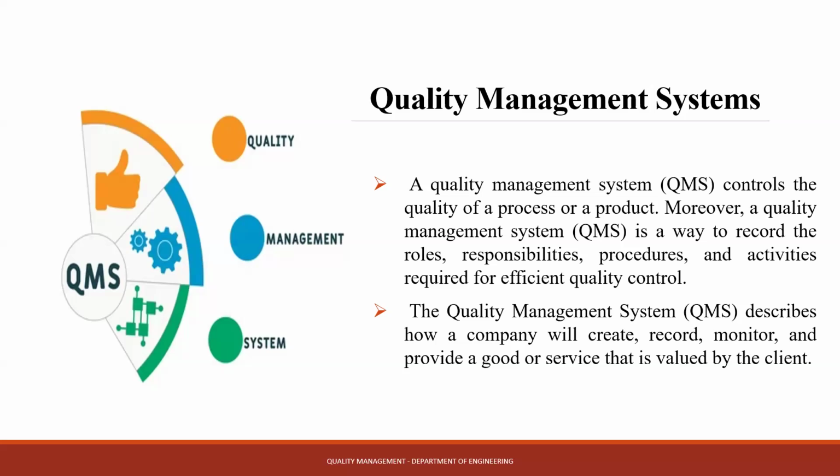So we have quality management systems. That is actually a formalized system, right? It develops the documents of the policies and the procedures, and we document the responsibilities needed to achieve effective quality management within the organization.